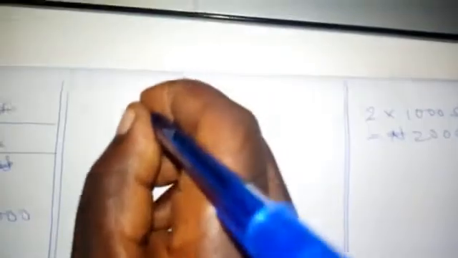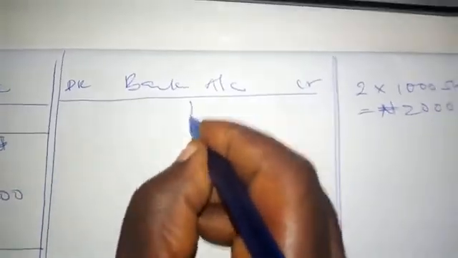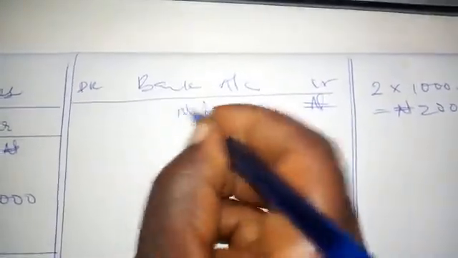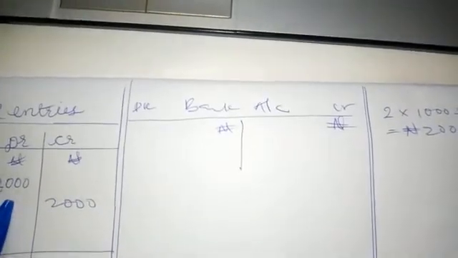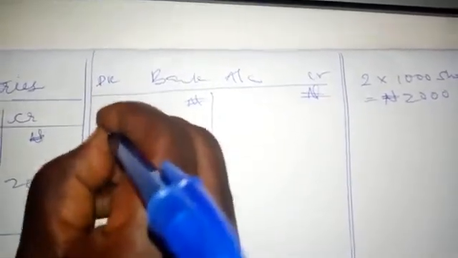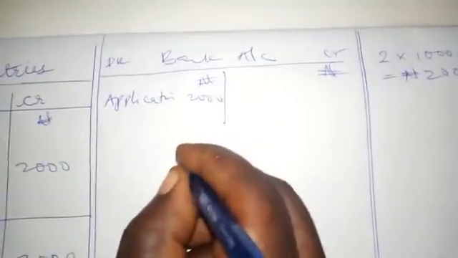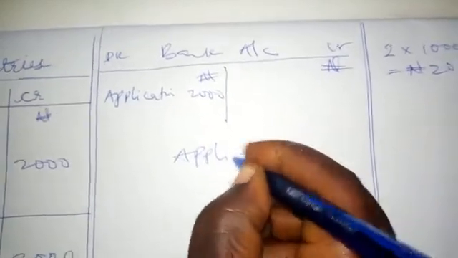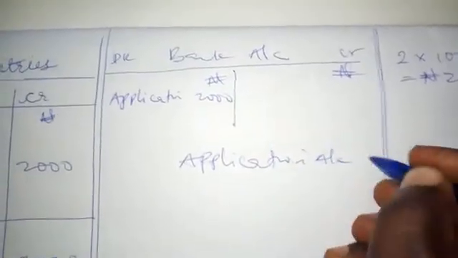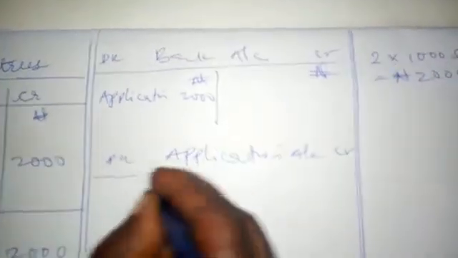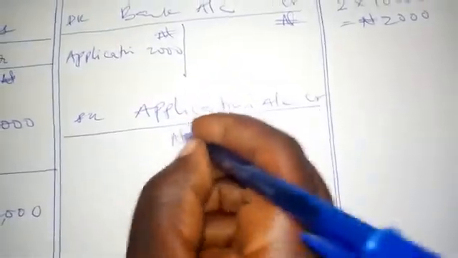So let's start with the bank. We write bank account, debit and credit. Bank 2,000 naira. It was received on what? On application. You write application, 2,000 naira. It was received on the application. Next you open the application account, debit and credit.